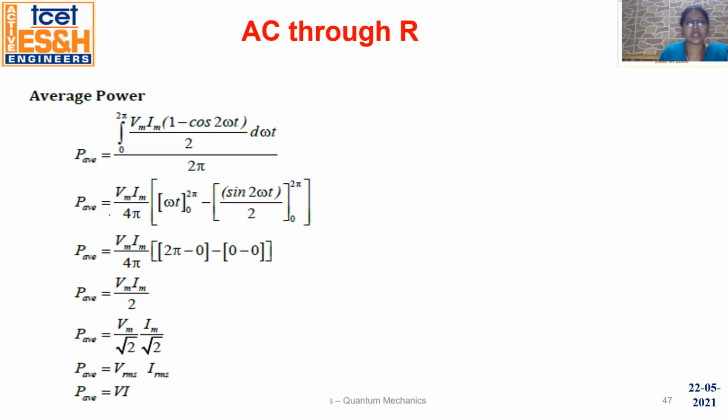Now again, this is the derivation for the average power. You can also find it by integrating from 0 to 2 pi of Vm Im (1 minus cos 2 omega t) by 2. The same thing again, and at last what you will have is P average is V multiplied by I when you solve this particular equation.